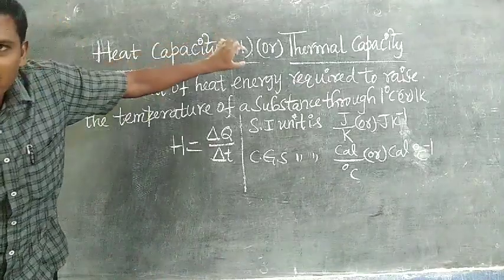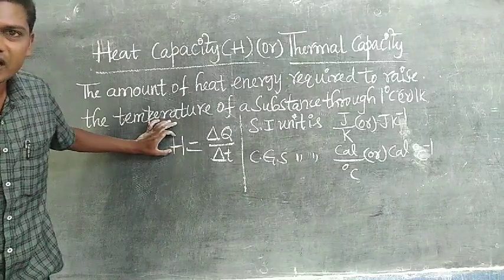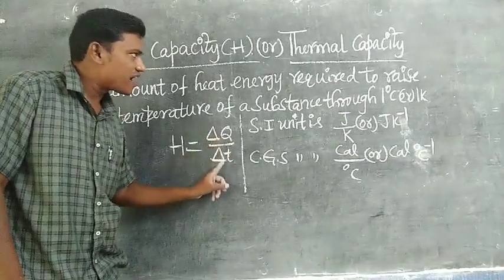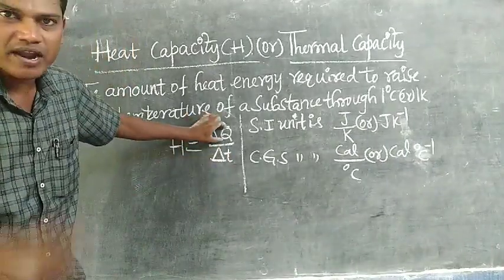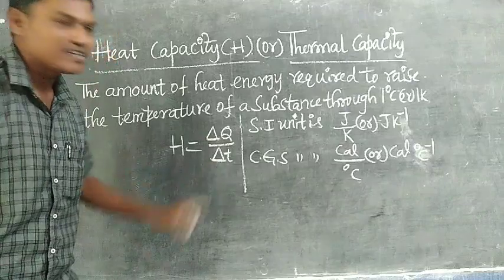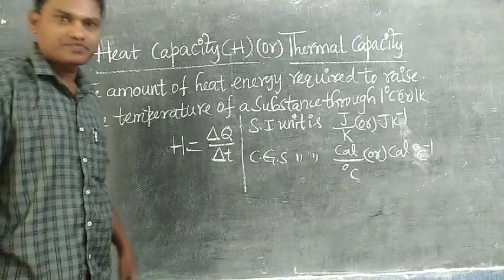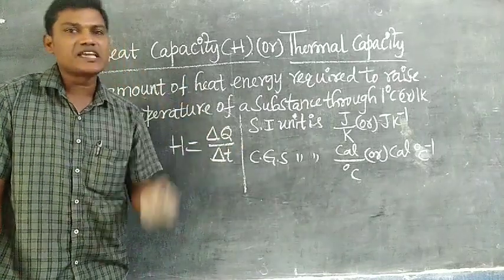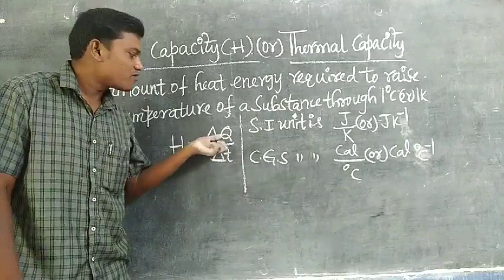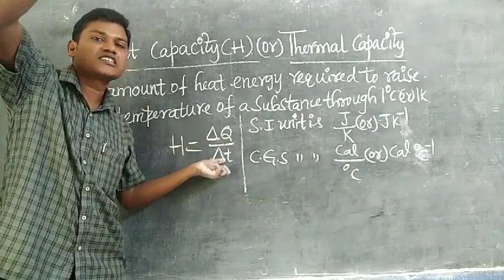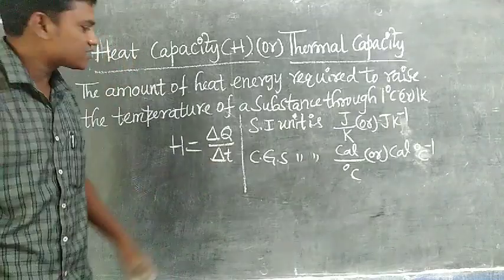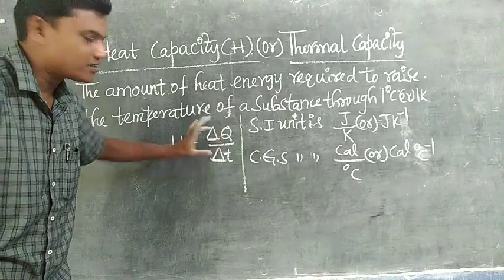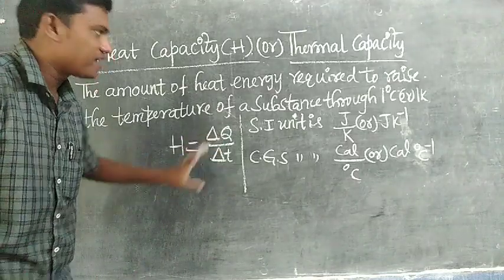Heat capacity or thermal capacity is represented or denoted by the symbol H. H is equal to delta Q by delta T. Delta Q is the change in heat energy. Delta T is the change in temperature. Because every body has some internal energy by absorbing heat, as the heat energy increases, the temperature also increases. So energy changes, temperature also changes according to this concept. That's why delta Q by delta T.